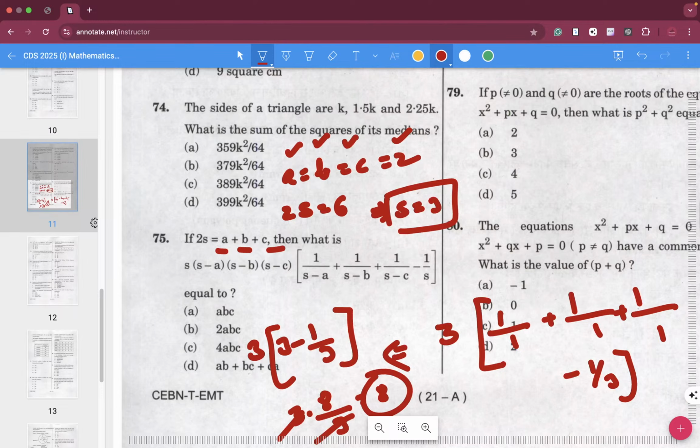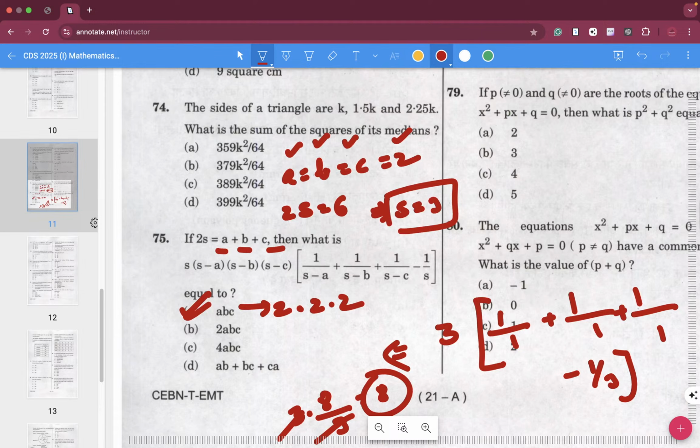Do you have 8 in the option? No, you don't have 8 in the option. But if you do a into b into c, will it be 2 into 2 into 2? Will it give you 8? This number will give you 16. This number will give you 32. This number will give you 12. Calculate this. Put in the values of a, b, c and calculate this by yourself, and tell me what you think about it.